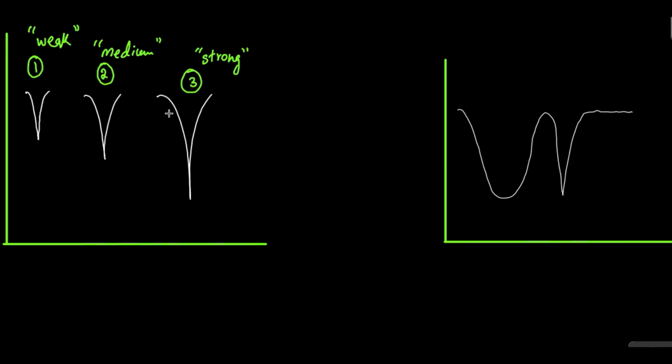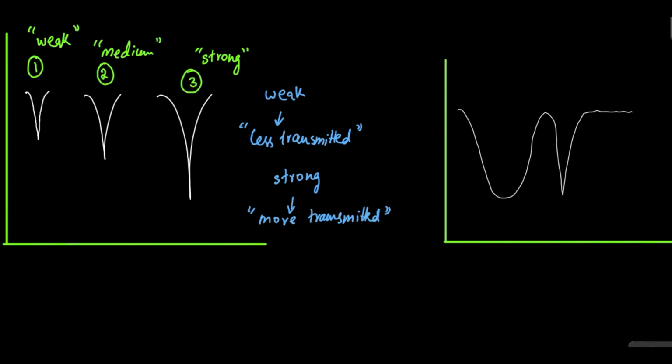Okay, now what does weak mean? Let's look into that. Weak means that it is less transmitted. So the functional group that would have this kind of a peak would be transmitting less energy or less wavelengths. But if we have a strong peak, that would mean, okay, the functional group is transmitting a lot of energy. That is what the weak and the strong peaks represent.